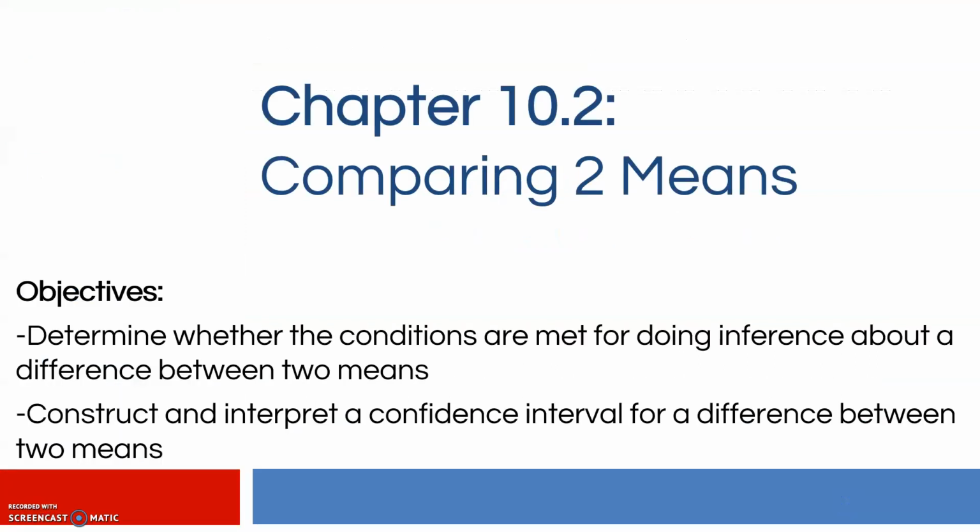Hi everyone, so today we are going to pick back up on chapter 10.2, which is about comparing two means. And we talked a little bit about the conditions before we went on break for doing inference about a difference between two means, but we'll quickly go over that again today. And then we're going to actually construct and interpret a confidence interval for a difference between two means.